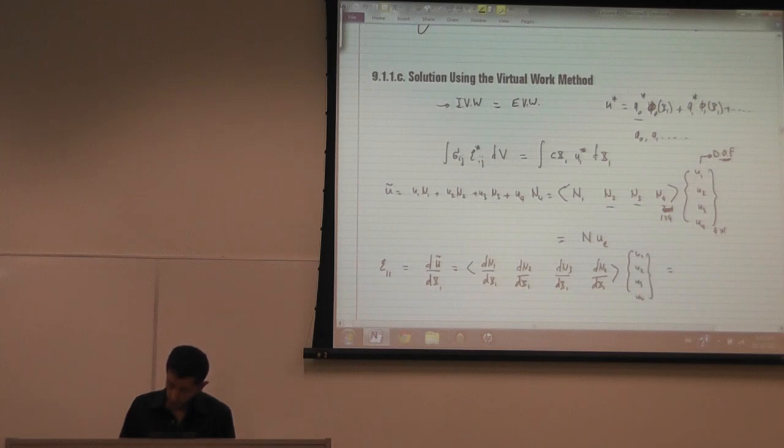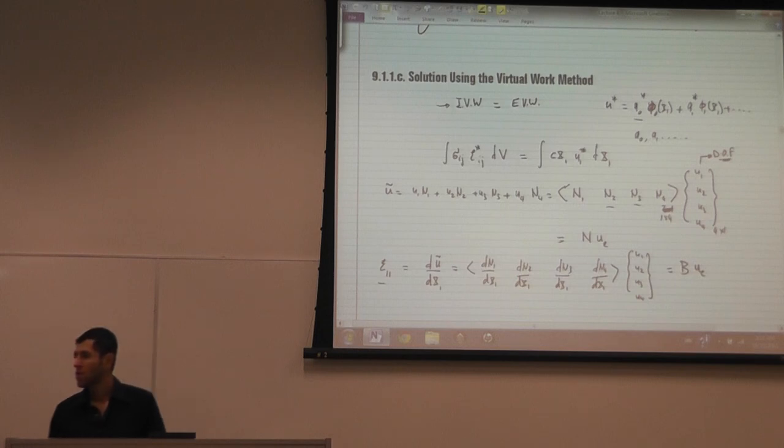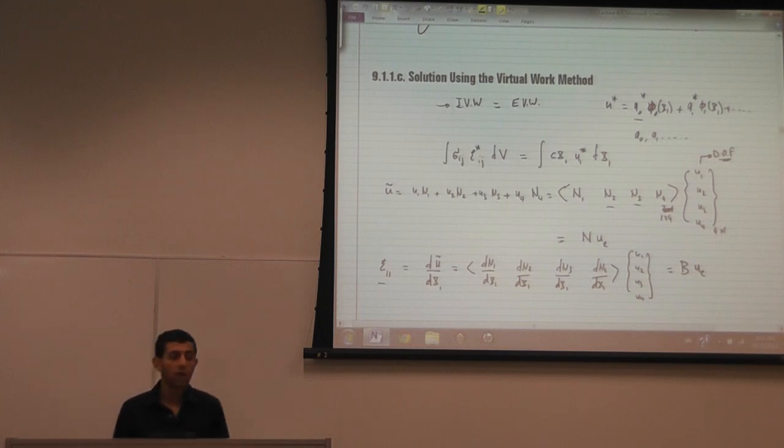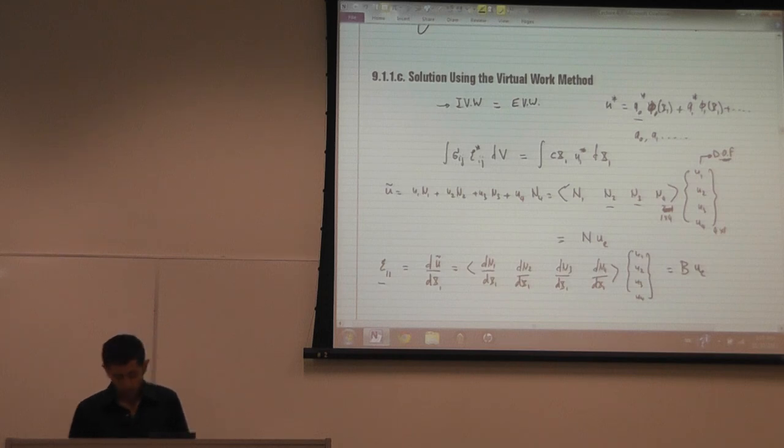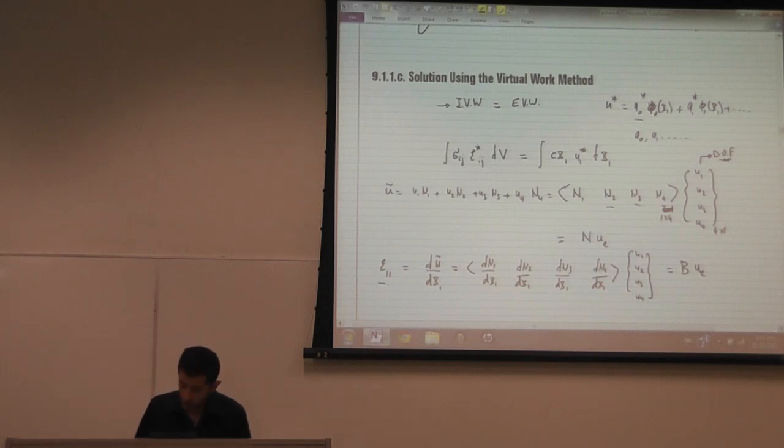And from now on, you always find that the strain is related to the degrees of freedom of the system using a matrix, and I always use the letter B for this matrix, whether I'm using one dimension or two dimensions.